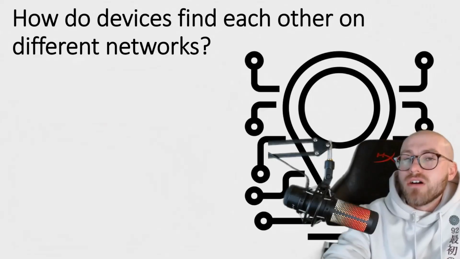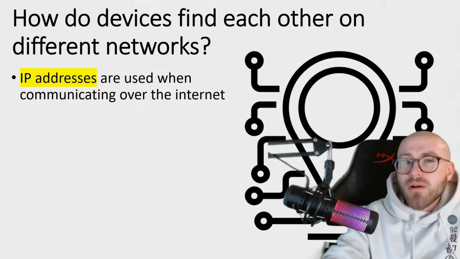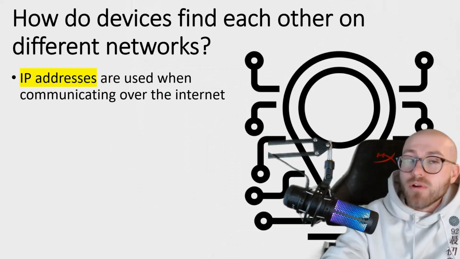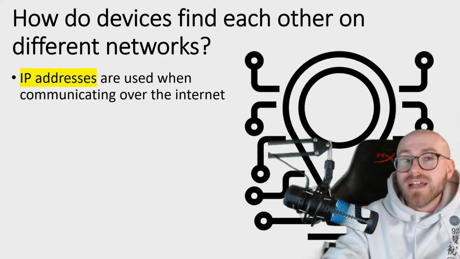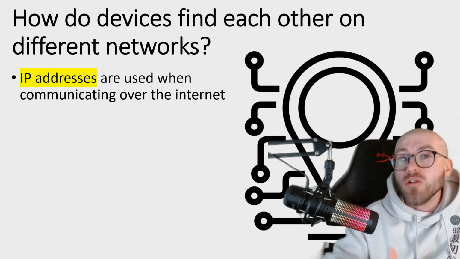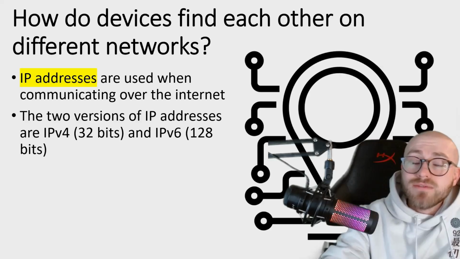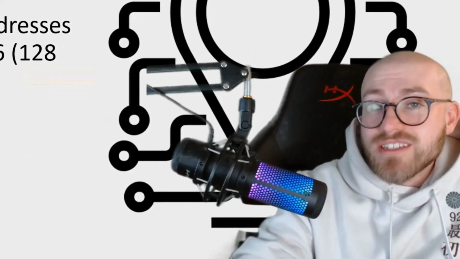If the device is on a different network, it won't use a MAC address. It will use a different type of address, one that you probably heard of called an IP address. Now, IP stands for Internet Protocol. So if you remember what IP stands for, you'll probably remember that you would use that one to communicate over the internet. Now, there are two versions of IP address. There's IP version 4 and then there's IP version 6.